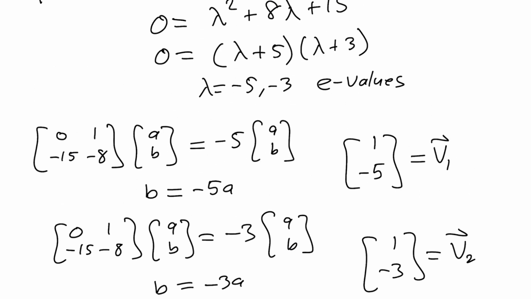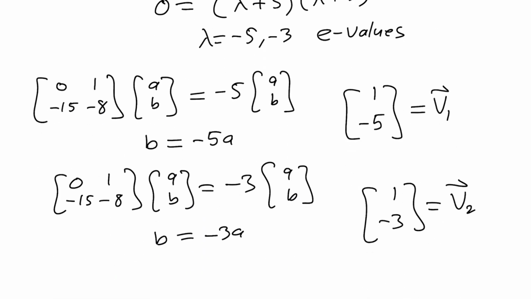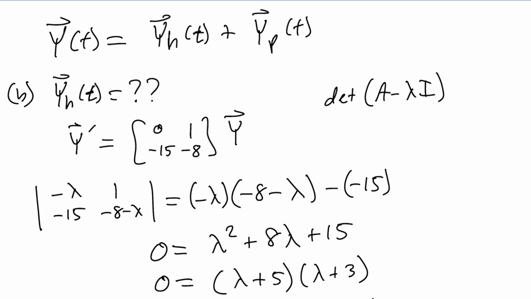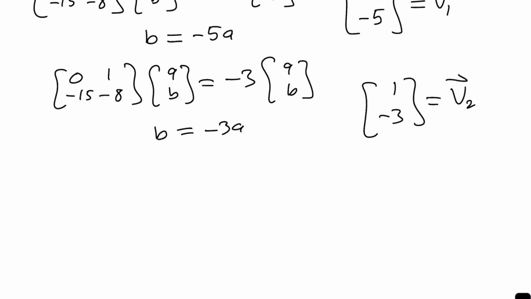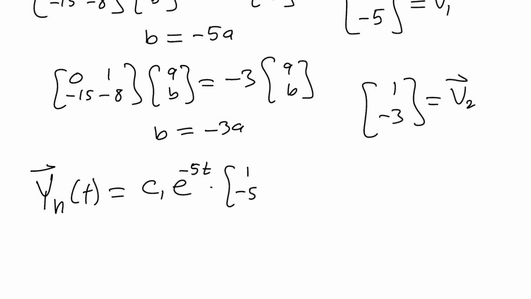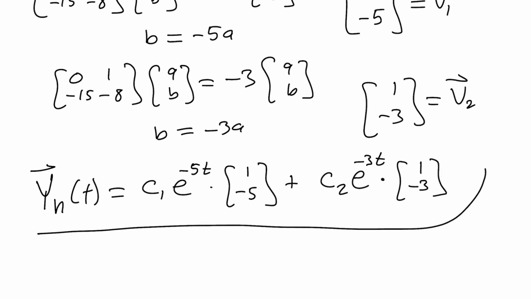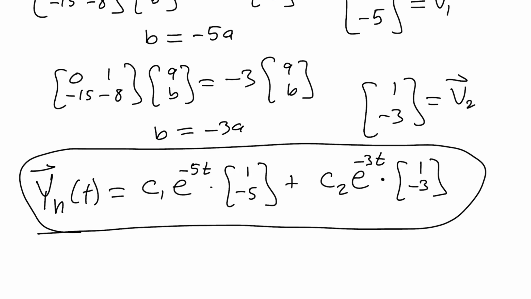And we can use the eigenvalues and eigenvectors to construct that solution, yh of t, the homogeneous solution. What is it? yh of t is c1 e to the lambda 1 t times eigenvector 1 plus c2 e to the lambda 2 t times eigenvector 2. And that is the homogeneous solution to this differential equation. And that's the answer to part B.